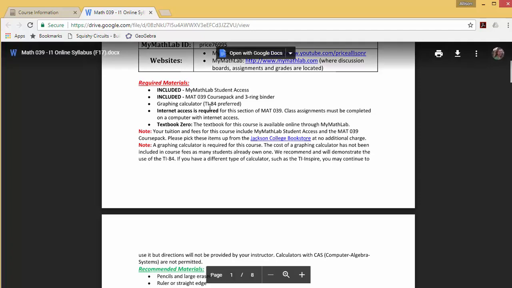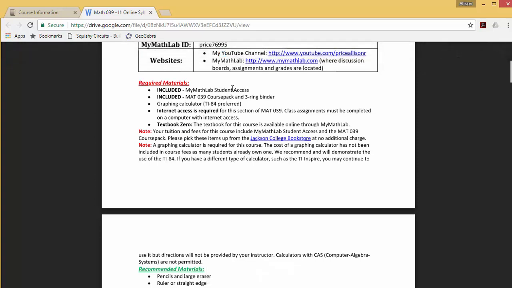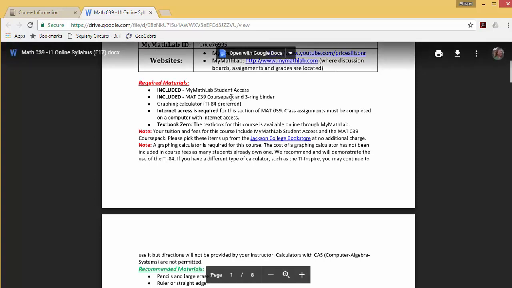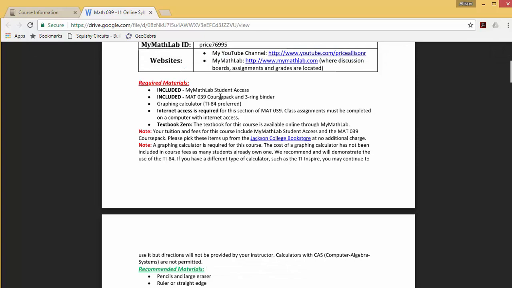The required materials are MyMathLab access and the Math 039 course pack, both of which are included in your tuition and fees, so you've already paid for those. So be sure to pick up the course pack at the bookstore if you have not already.